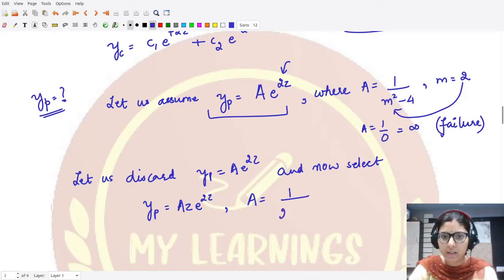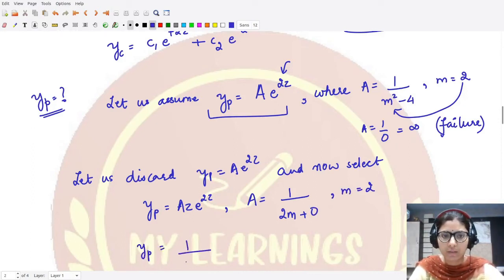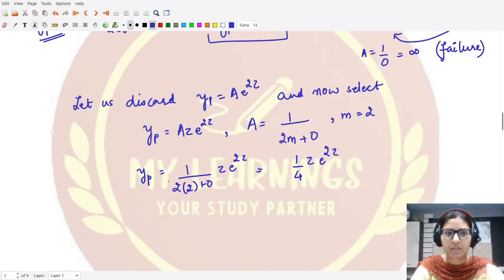It is 2m plus 0, right? And where what is m? M is again 2, right? So what is your yp here in this case? It is 1 divided by 2 times the value of m, which is 2, plus 0, times z e to the power 2z. So you have 1 by 4 z e to the power 2z as the particular solution. So this is your yp.